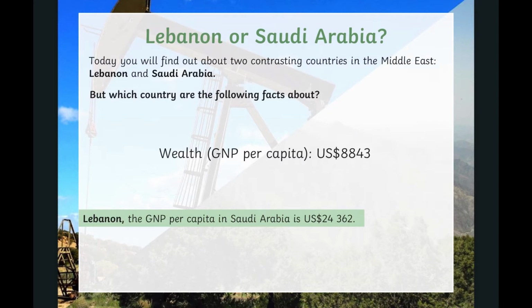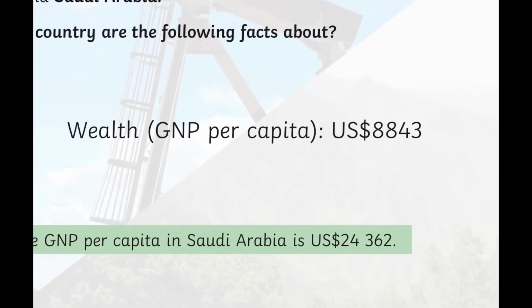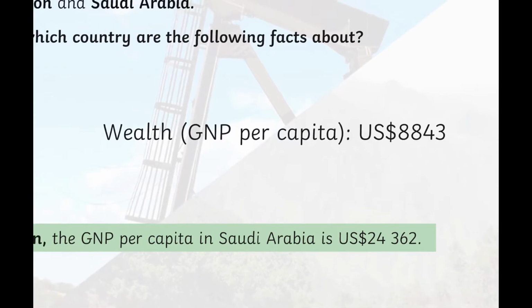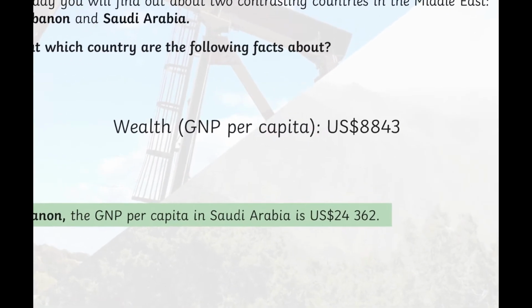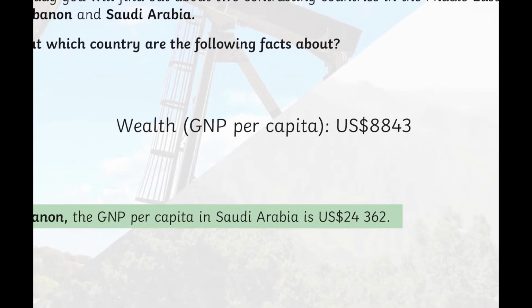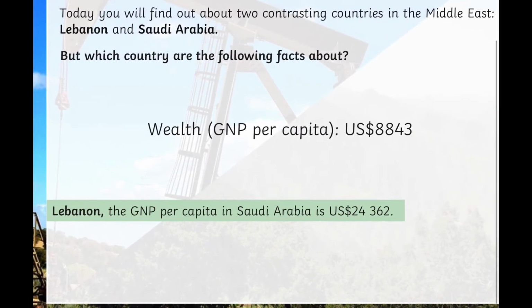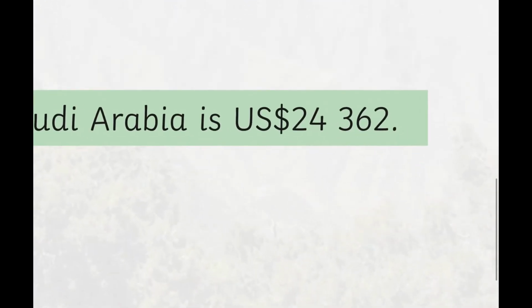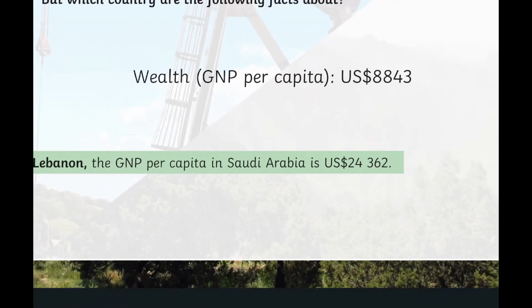Which country is the following fact about? Wealth, GNP per capita. That means per year, per capita, they earn $8,843 US. Well, that is the GNP per capita of Lebanon. In Saudi Arabia, it's considerably higher. In Saudi Arabia, they earn $24,362 US per year on average.